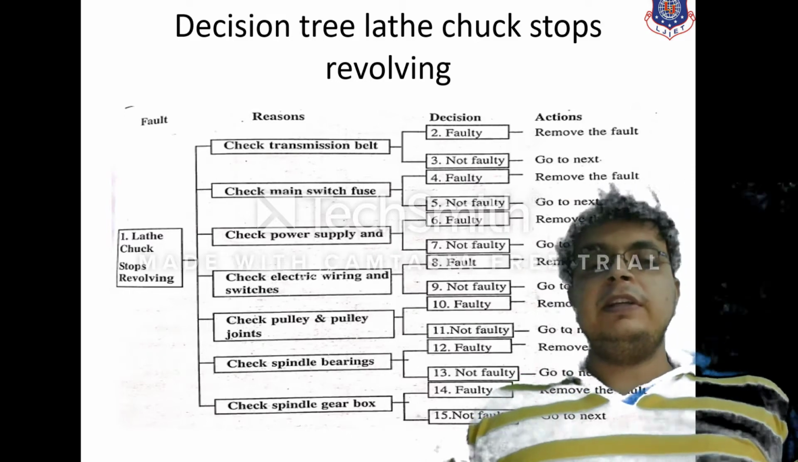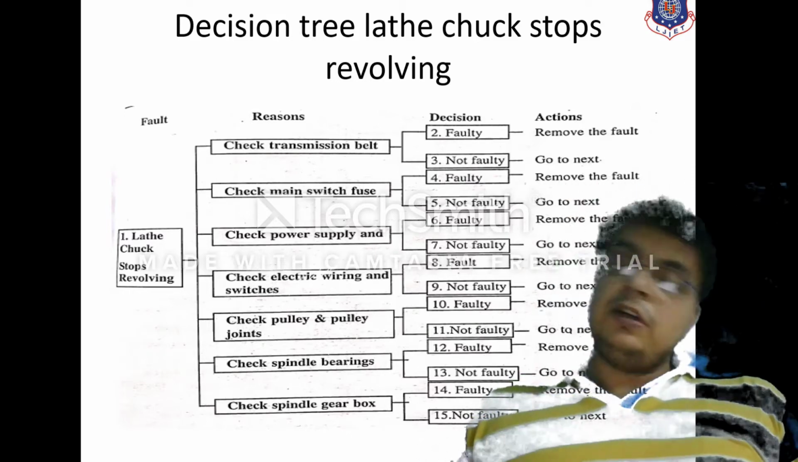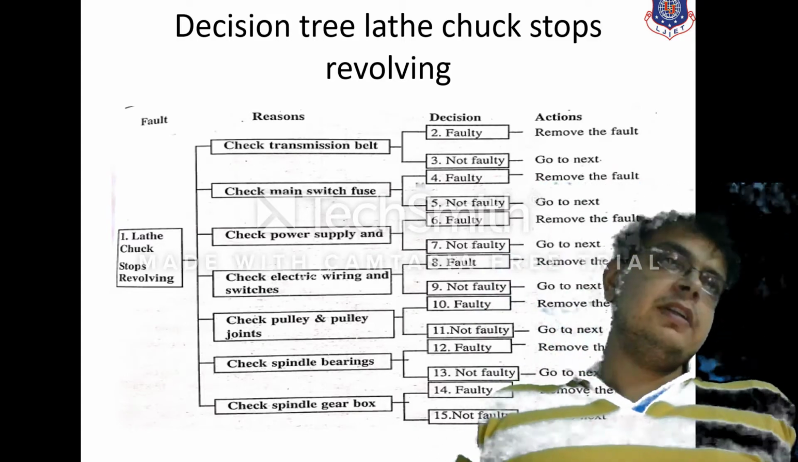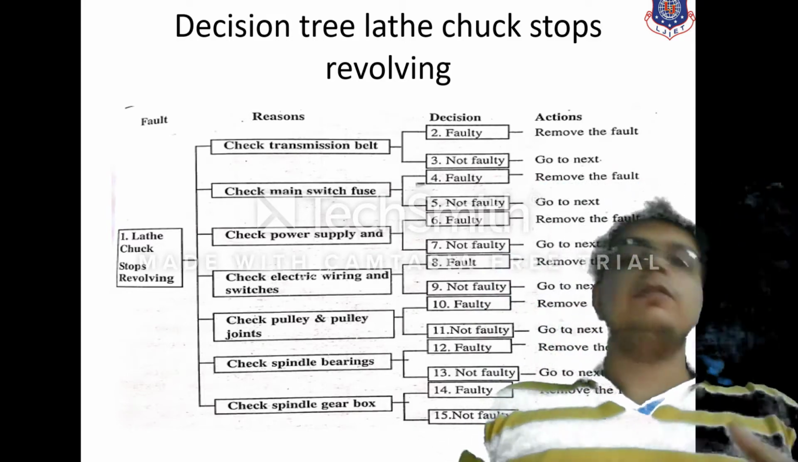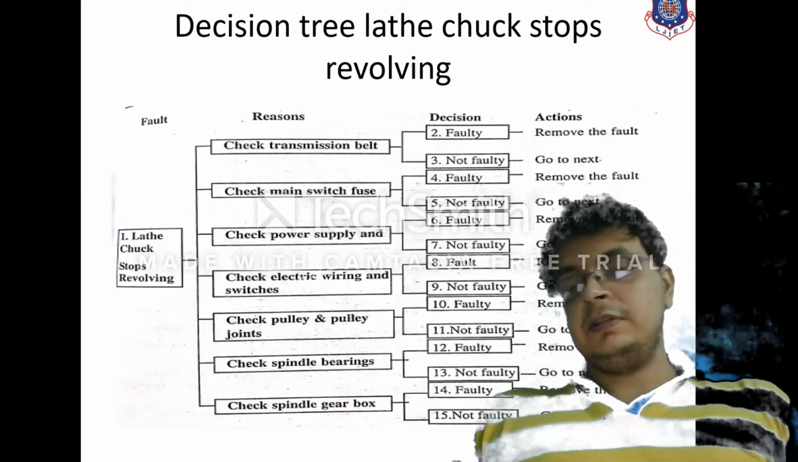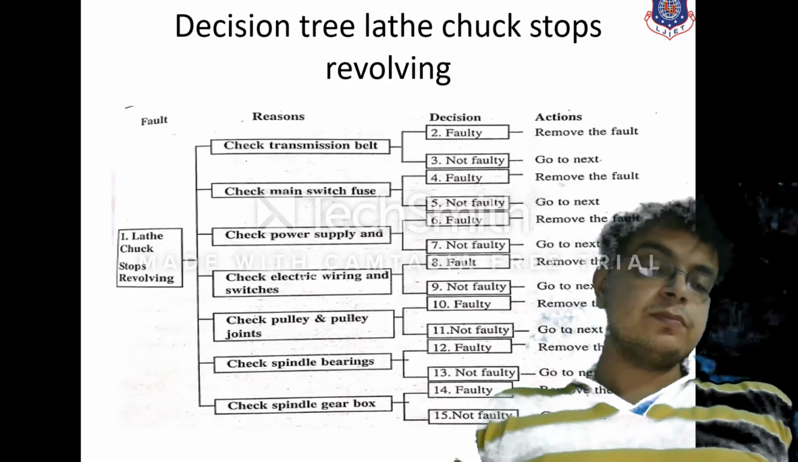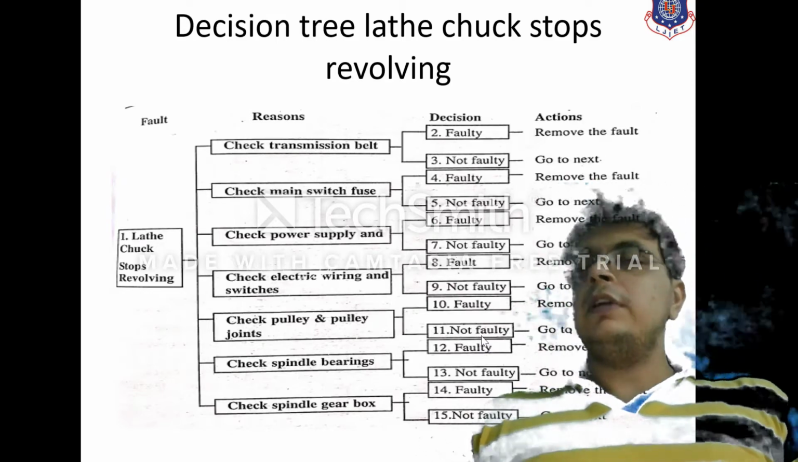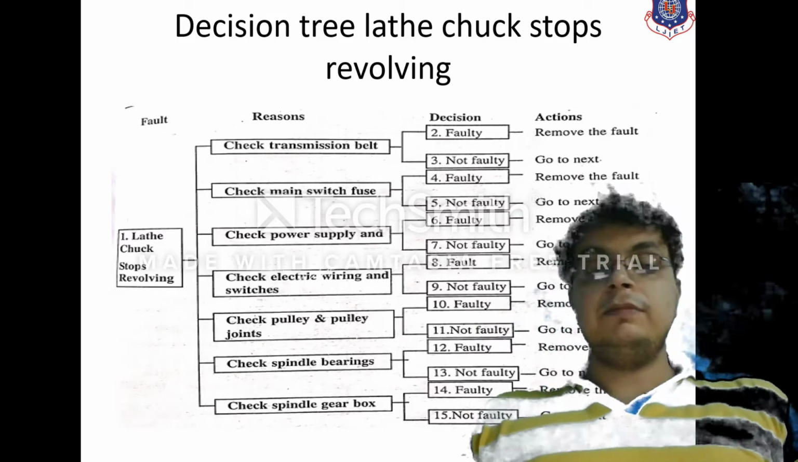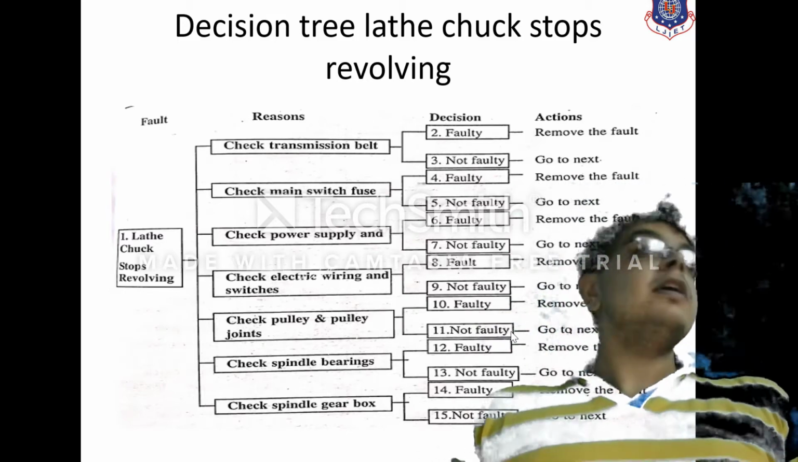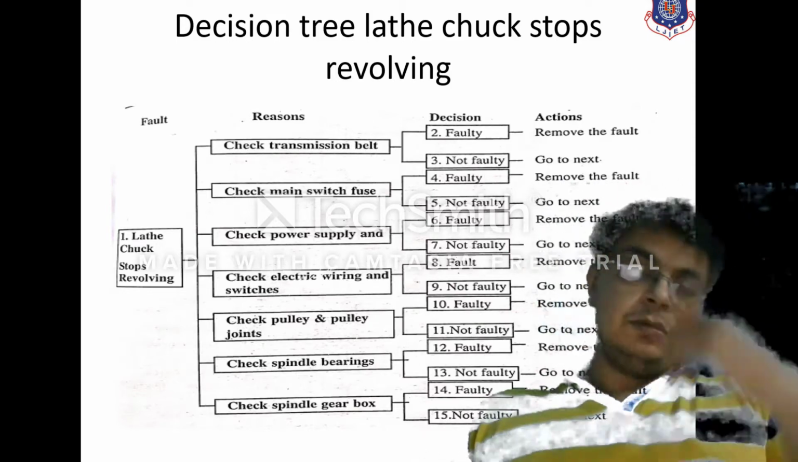Next is check for the pulley and the pulley joints. So that should also be checked for faulty and non-faulty. Similarly, if faulty, then remove that fault, and if it is not faulty, go to the next. Then we have to check for the spindle of the bearing. There, both faulty and non-faulty checking should also be done. And if it is faulty, then remove that fault. And if it is not faulty, then we have to go to the next.